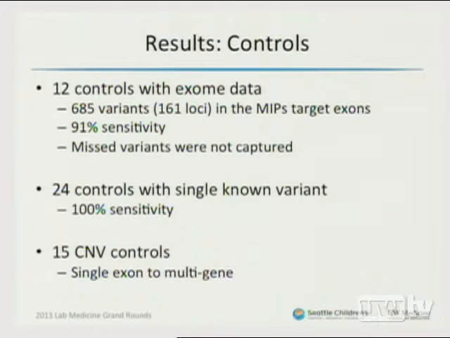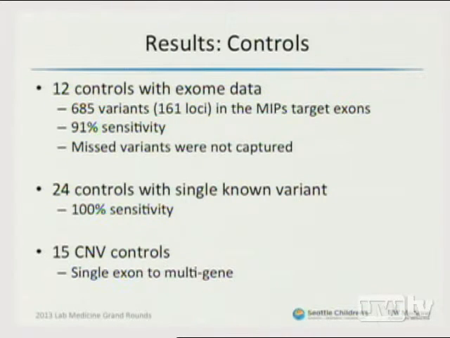So what did we find? Well, we started by looking at some controls to make sure that our strategy was going to work and that the MIP strategy was actually a good one. We had 12 controls in our data set which we had already exome sequenced, so we knew what variants they had. There were 685 variants in these 12 individuals, and we had a 91% sensitivity. The calls that we missed that should have been there just weren't captured by the MIPs, so that allowed us to know which MIPs weren't working properly. Then we had 24 additional patients who'd had sequencing for one gene or another. We knew what the variants were, and we picked up 100% of the variants in those patients.